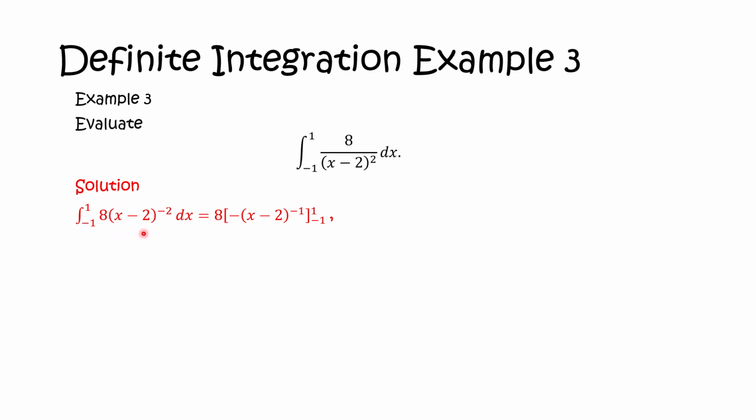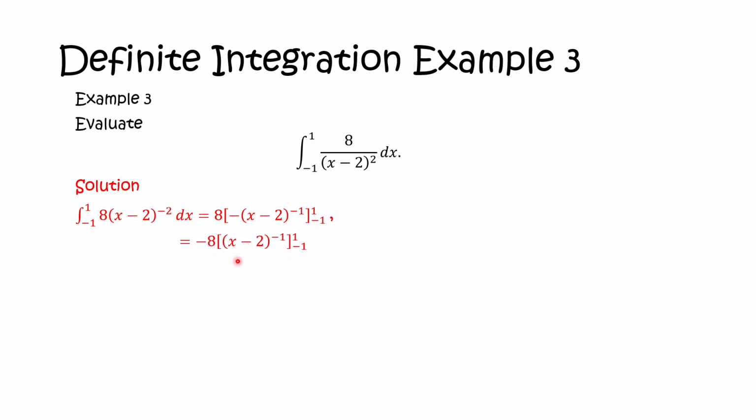We use the laws of indices so that we have 8 times x minus 2 to the power minus 2. Then we go on to integrate. As we are integrating, recall from our past video, part 3 and part 4, where we looked at such kind of expressions. So when we apply that, we are going to get 8 times minus x minus 2 to the power minus 1 and still keep the limits.